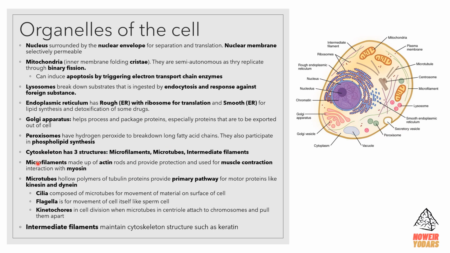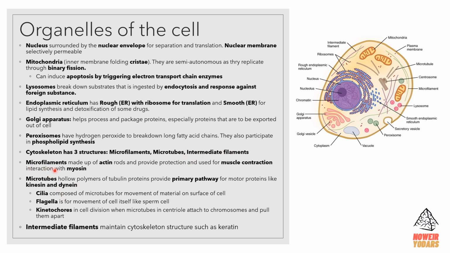Then we're going to come to what a cytoskeleton is. What is a cytoskeleton? A cytoskeleton basically has three structures, and these three structures help with support and help with interactions and connections. So first off, we got microfilaments, microtubules, and intermediate filaments.